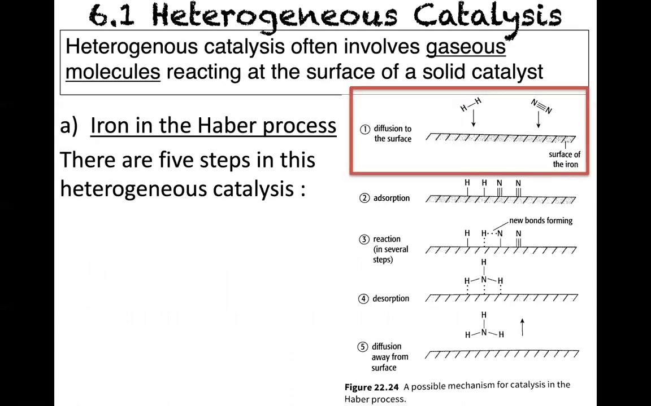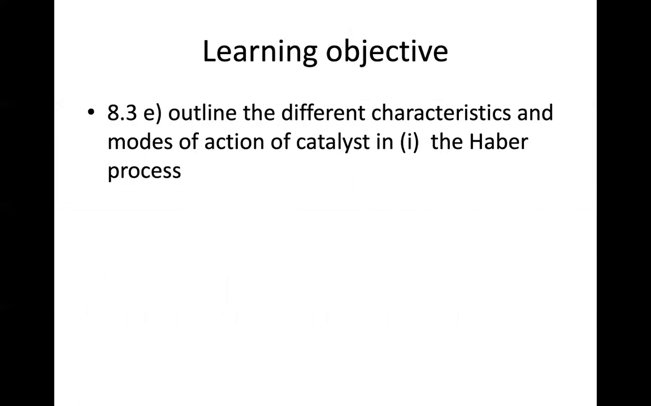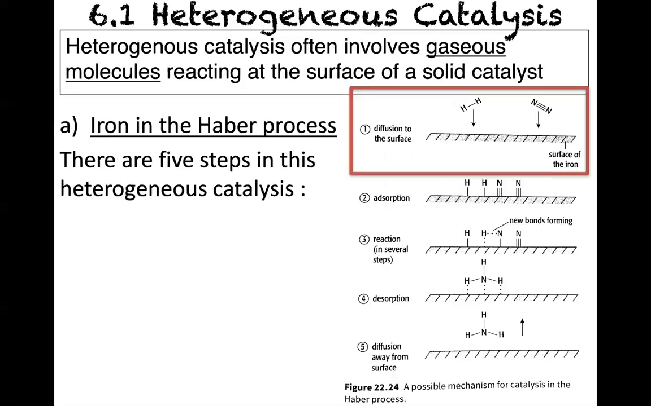We'll look at the heterogeneous catalysis first. Heterogeneous catalysis often involves gaseous molecules reacting at the surface of a solid catalyst. So heterogeneous catalysts usually are in the solid state. If you look at the learning objective, like your Haber process, the production of ammonia, where you have nitrogen gas reacting with hydrogen gas in the presence of iron. Iron is a solid.